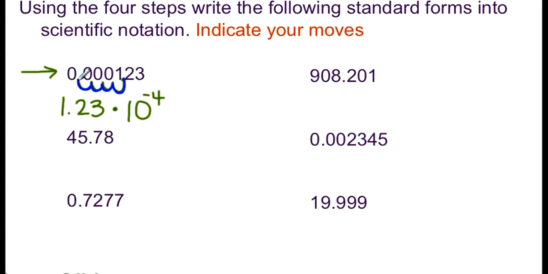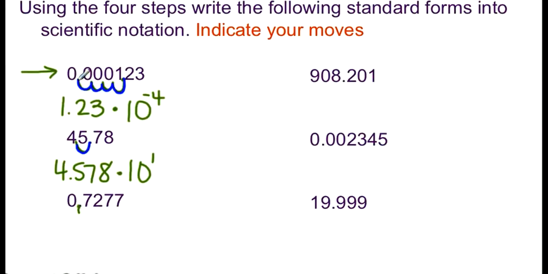The next one, 45.78, I'm going to move my decimal 1 spot to the left because 4.578 is in between 1 and 10. Multiplying it by 10, and I have an exponent of 1. Because I have 1 bubble, is my exponent positive or negative? It is positive because 45.78 is larger than 10.